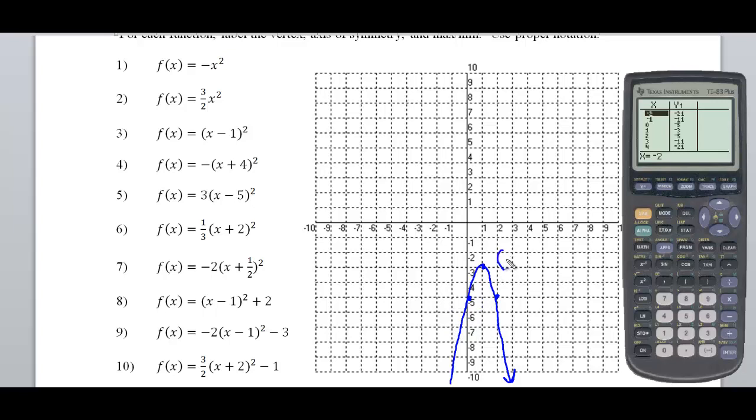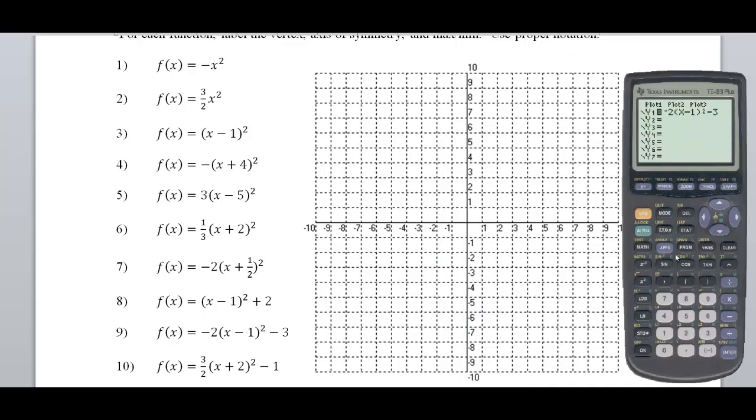But we do have our vertex at 1, -3, which means that my axis of symmetry is x equals 1, and my maximum y value is going to be y equals -3, or f of x is equal to -3. All right, one more problem to go here, and then we're going to do the two at the bottom.